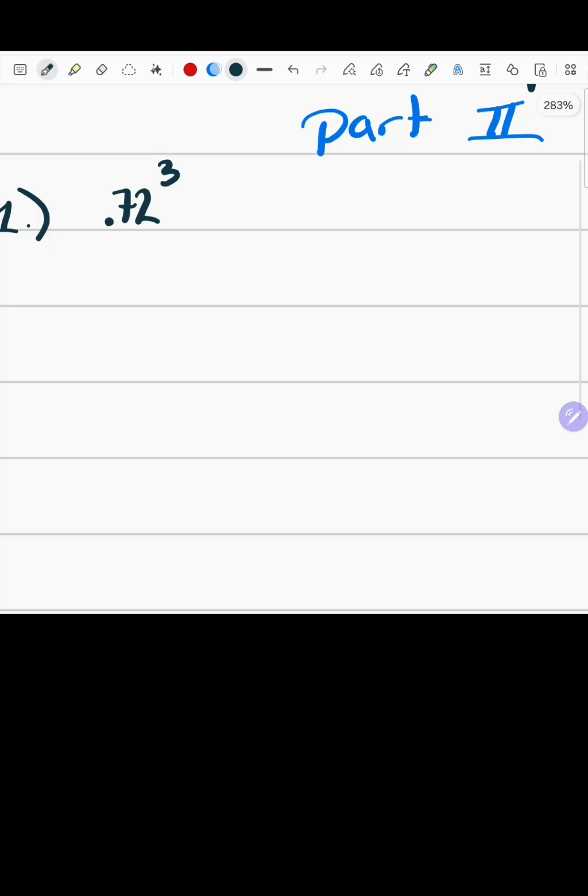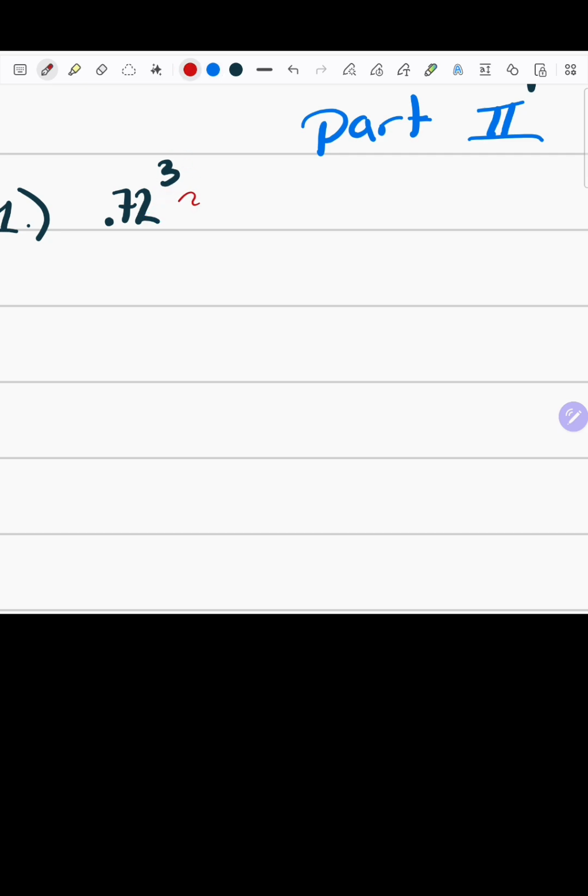Let's do it. So, what I mean, an exponential expression where the base is a decimal. So, if I said, like, for example 1, 0.72 to the third power, all right? So what I am saying here is that in this particular problem, just like before, 0.72 is your base and 3 is your exponent.